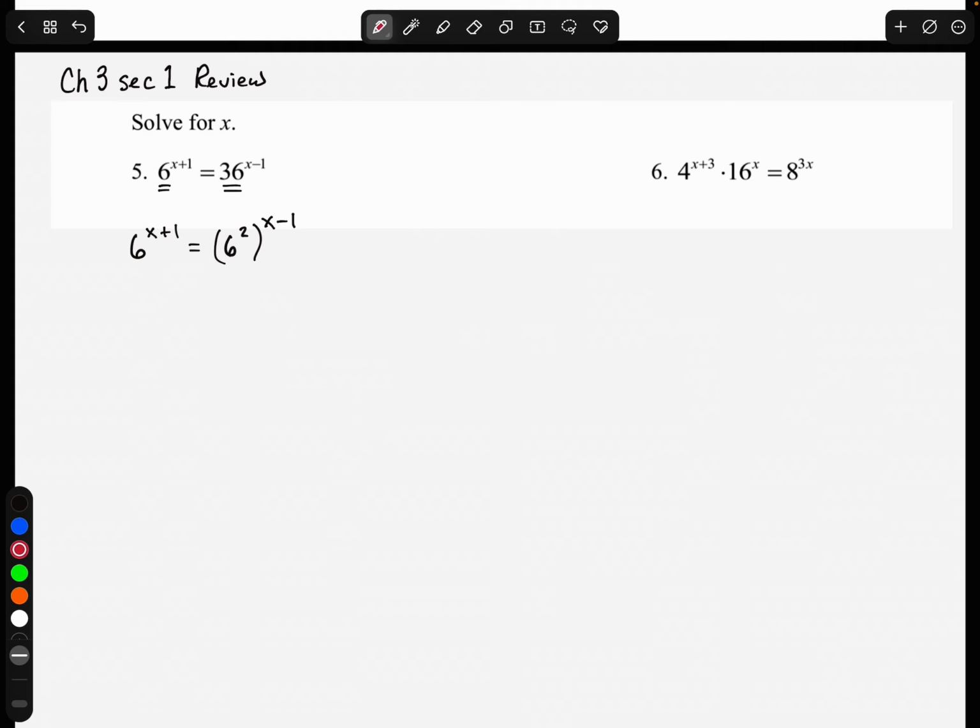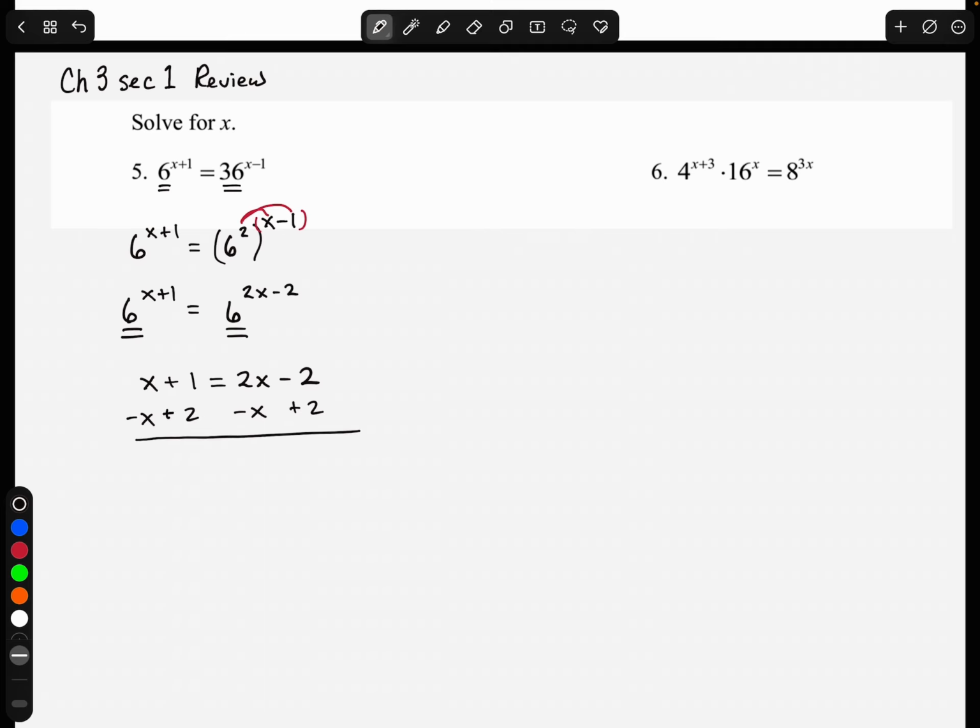Now we need to use our exponent properties. When we raise a power to a power, we need to distribute this through. So we'd have a 6 to the power of 2x minus 2 on the right, still a 6 to the power of x plus 1 on the left. And now that the bases are the same, we just need to have equal exponents for this equation to be true. So we'll set those exponents equal and solve it. In the end, we get 3 is equal to x. So we solved to figure out, our answer is 3.